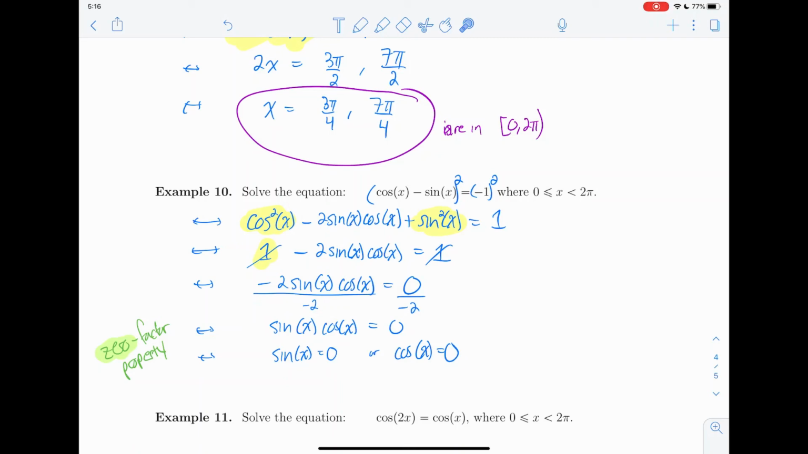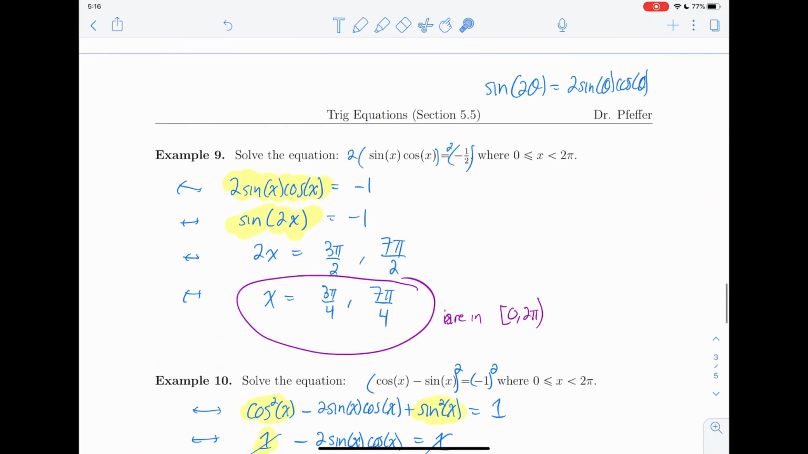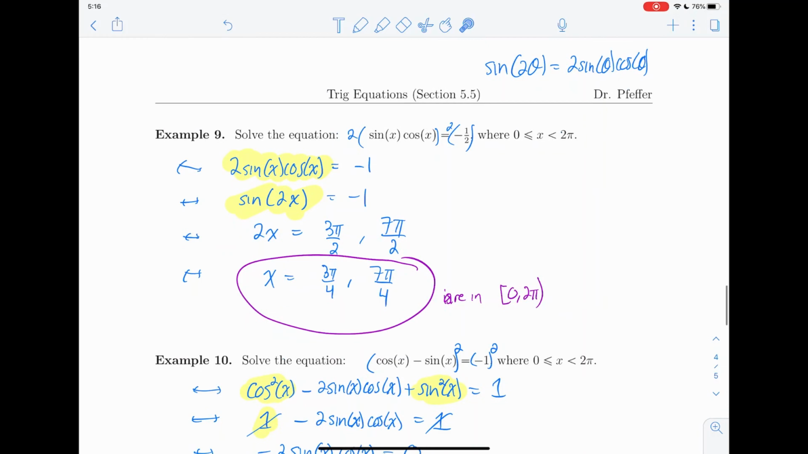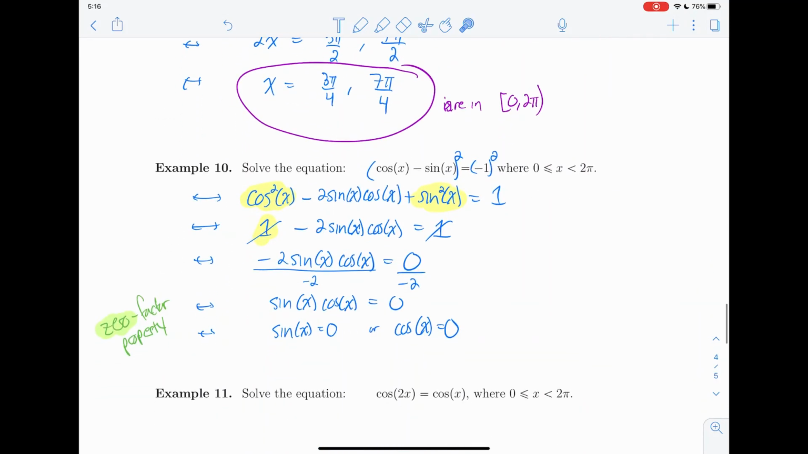A very common mistake I see students make is they get to, like in the previous problem, a line like the first line here, and then they try to set sine of x equal to a -1 and cosine of x equal to a -1. And unfortunately, it's not called the -1 factor property. It's called the zero factor property.